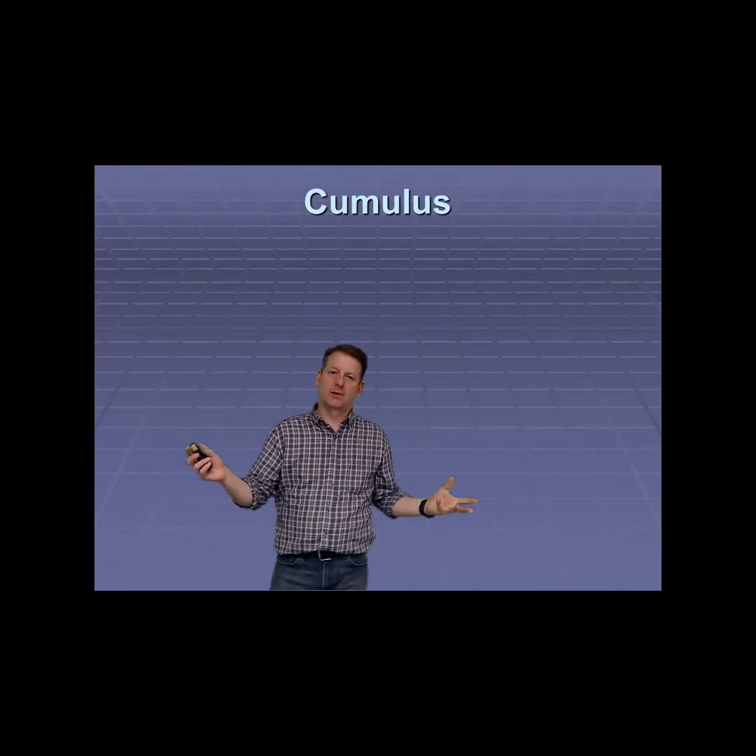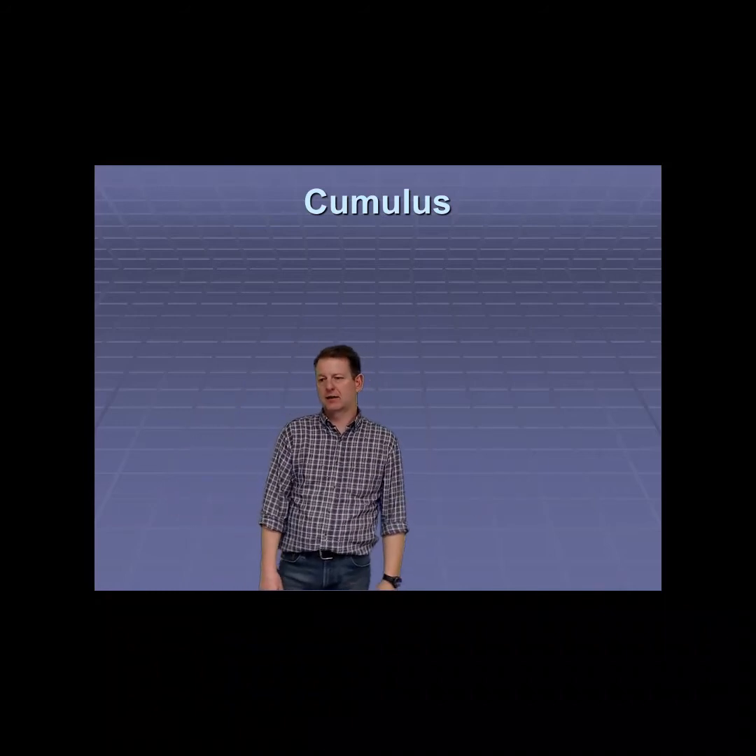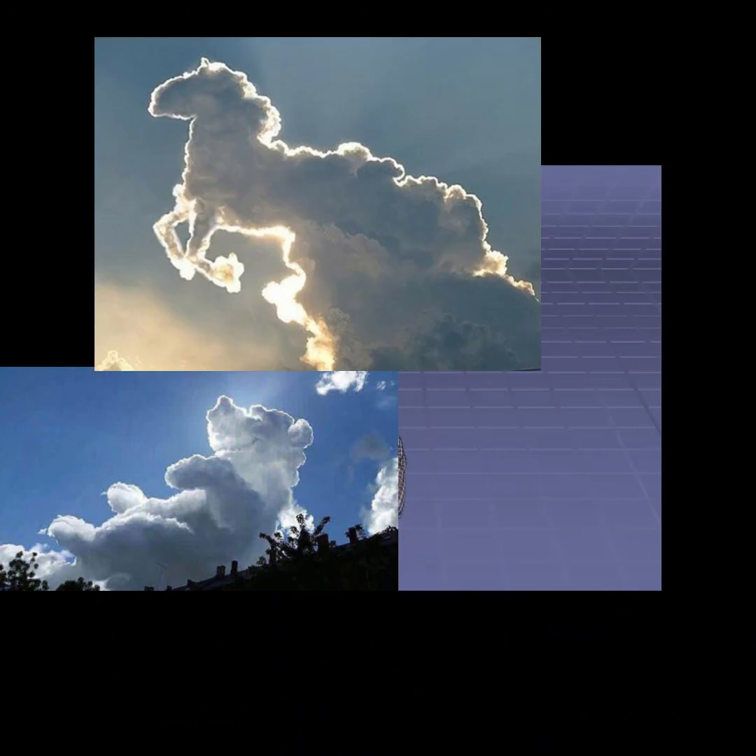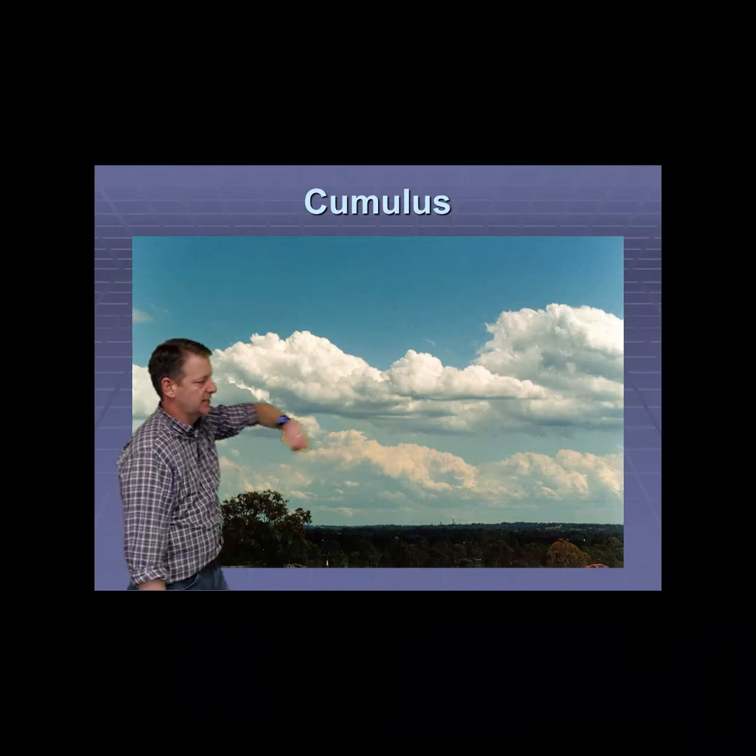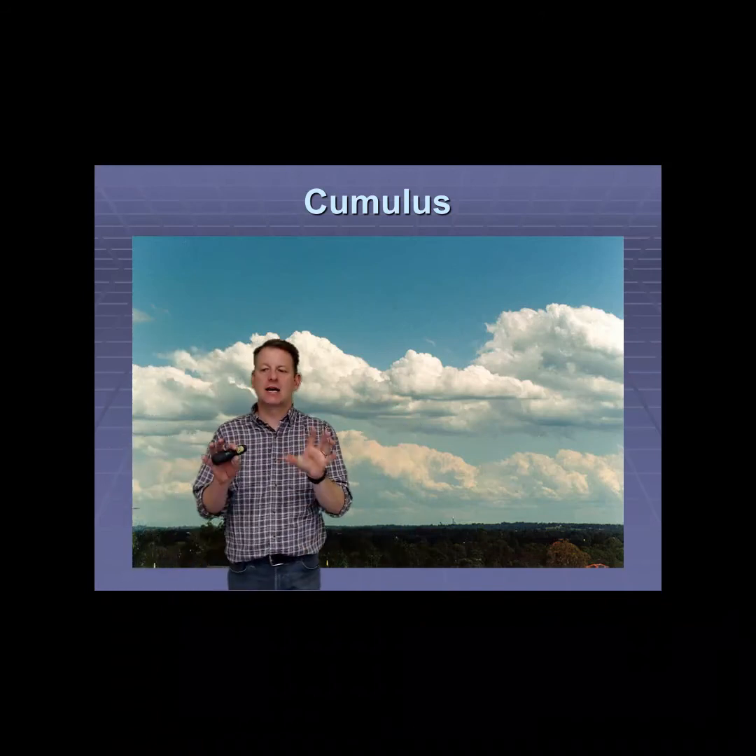All right, cumulus. This is the one that everybody loves to lay down on the blanket and look at the sky and try to see what the shapes are. Here we go. Looking down, we have the nice blue sky. This doesn't look threatening at all. This looks like a nice summer afternoon.